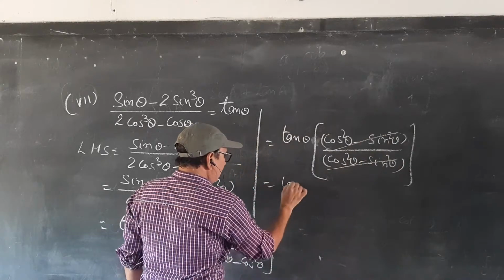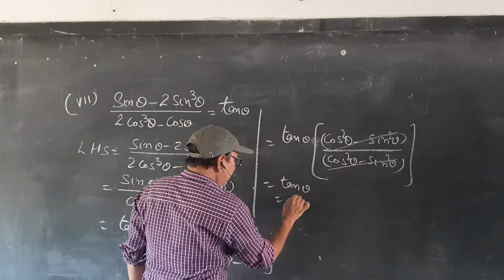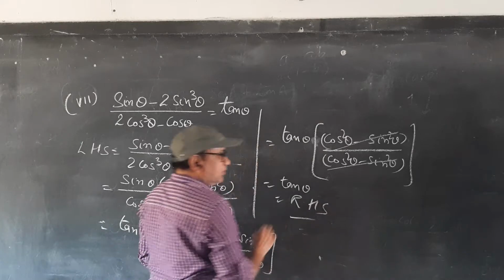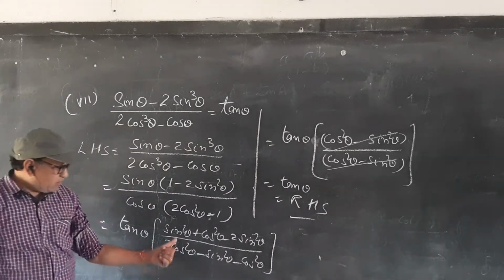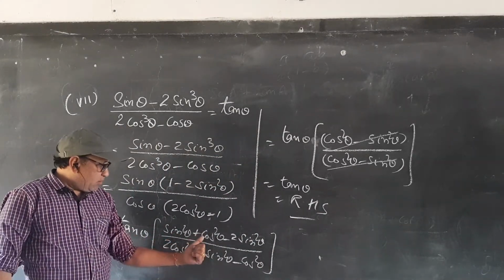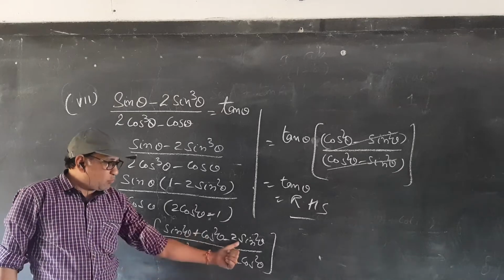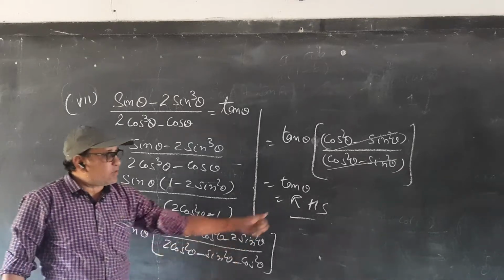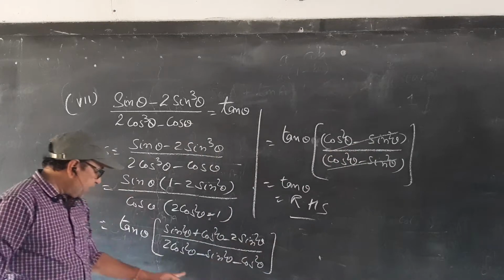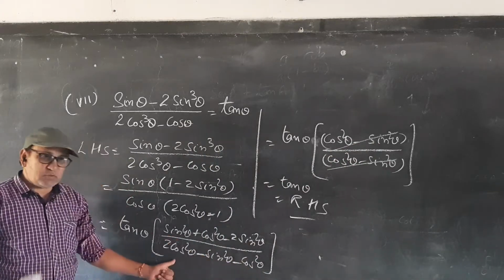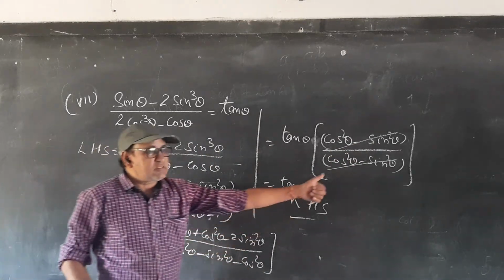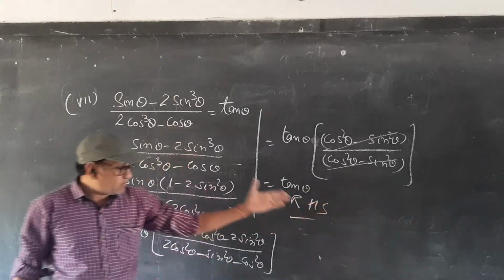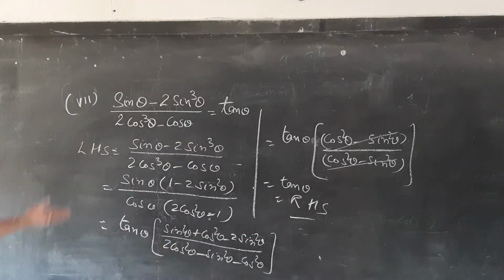So you get here tan theta times your expression. Once again you can see here, cos square, sin square minus 2 sin square, so 1 sin square is remaining here. Right? Same thing here, 2 cos square minus cos square, so 1 cos square, and then sin square theta. Okay? Yes, come on. Then we'll see the next question.